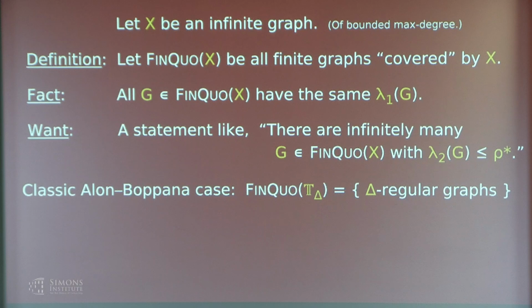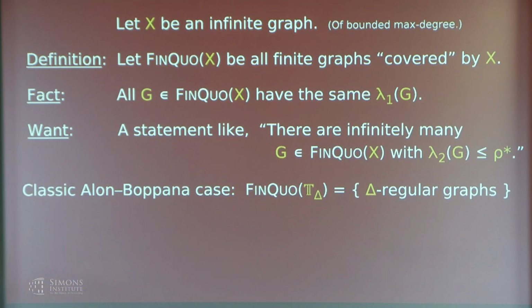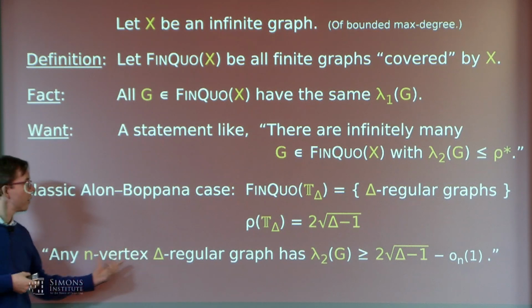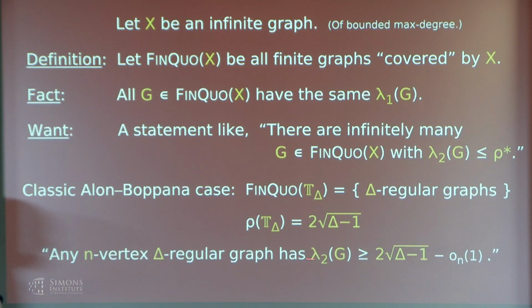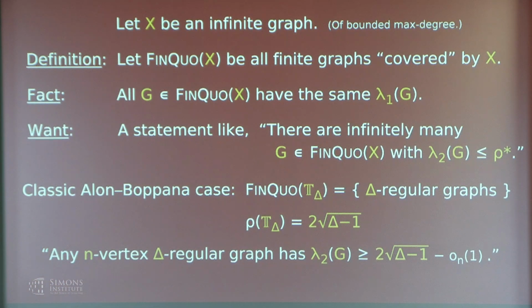So the classic Alon-Boppana theorem case is when the infinite graph is just a delta regular tree. And so the finite quotients of it that we're studying, that just means all the delta regular graphs. And it's a well-known fact that the spectral radius of this infinite delta regular tree is this magic number, 2 square root delta minus 1. And therefore, the Alon-Boppana theorem in this case says that whenever you have a finite delta regular graph with n vertices, its second largest eigenvalue has to be at least basically 2 root delta minus 1, minus little o of 1.